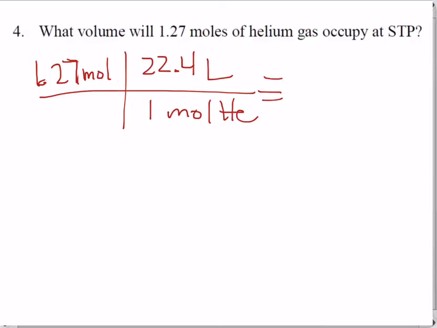If this problem didn't say STP, then I couldn't use a T-chart. So when you multiply those numbers together, you get 28.45 liters. So the decimal places are off just a little bit, but you still get the problem done. Okay, and that's how you do that problem.